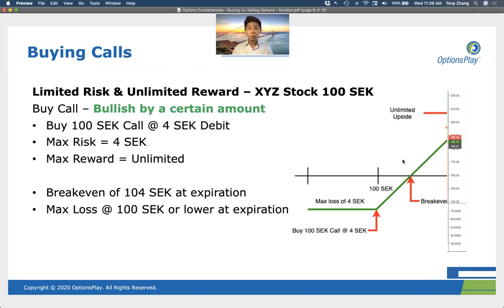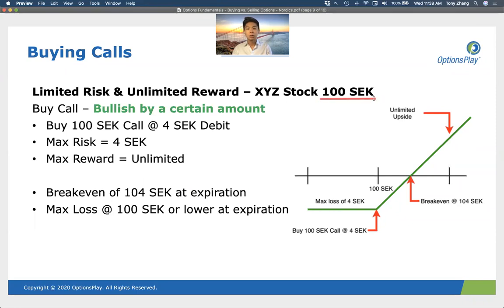The first bullish strategy that most options investors learn is buying a call option. So let's take this example where I have a stock that's currently trading at 100 crowns, and I think the stock is going to go higher sometime in the future. So what can you do? As a stock investor, you would buy the stock. As an options investor, you can buy a call option.